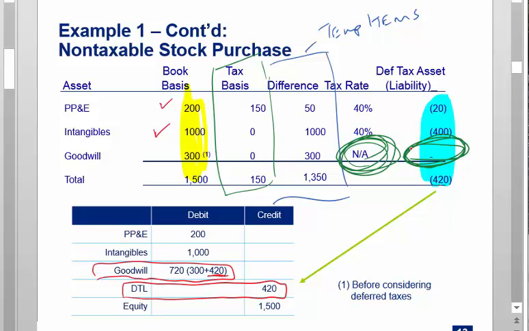Well, you definitely have a gain. Book value is higher than tax basis. Why can't you set up a deferred liability on Goodwill? Of course the rule is you can't. And so, but I want you to understand why. It'll help things click.